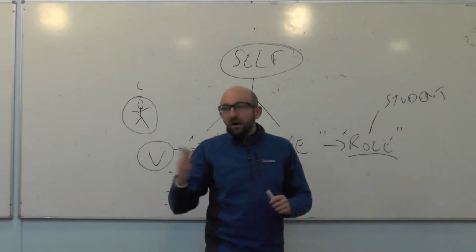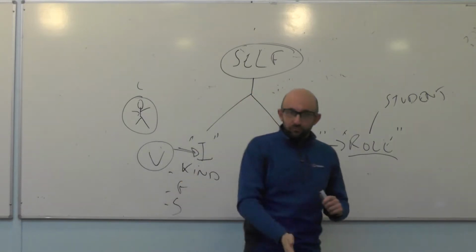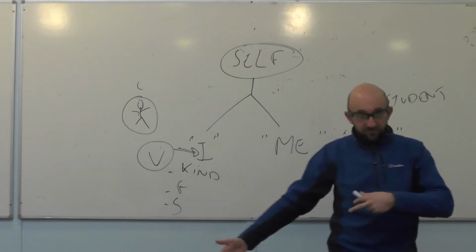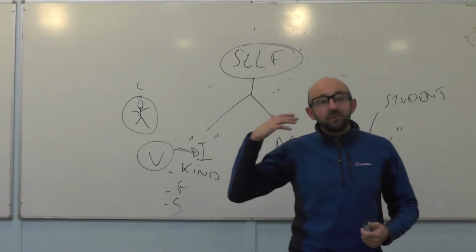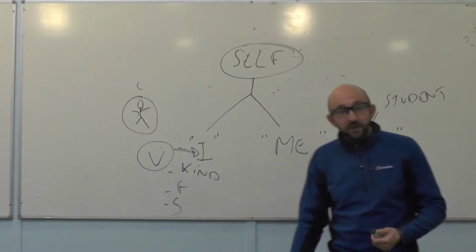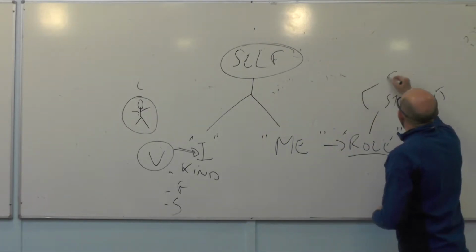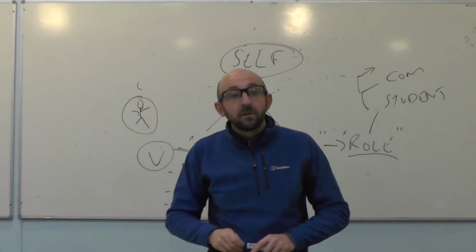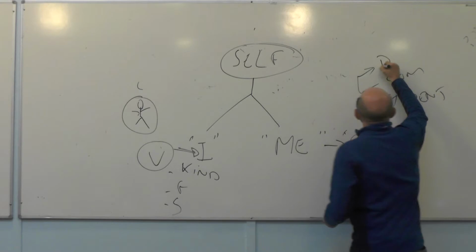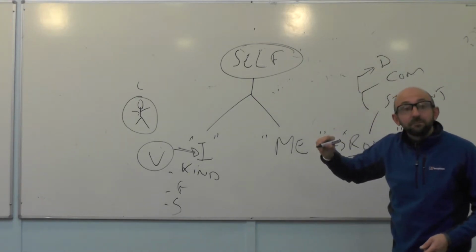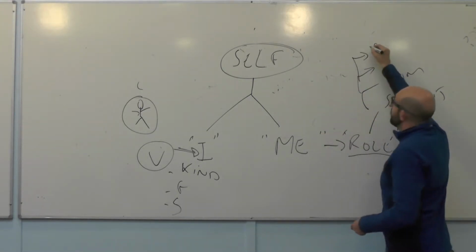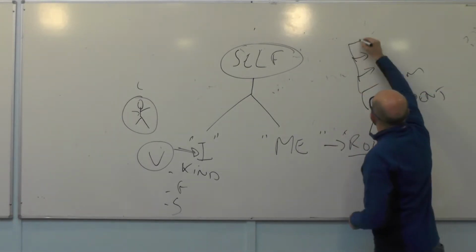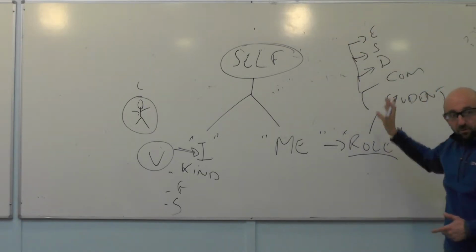About half an hour before you walked into this room, you had a different role, didn't you? Because you were travelling from wherever you lived to here. So your role there was the role of a commuter. And before that, when you were at home, what's your role at home? Daughter. Do you have brothers and sisters? Yeah. So you have the role of a sister as well. Do you work? Yeah. You have the role of an employee. So you have all these different roles.